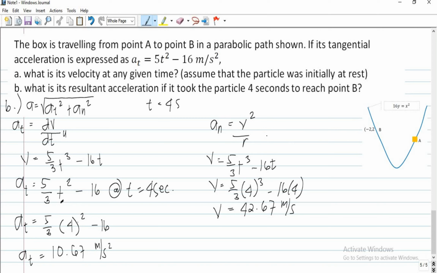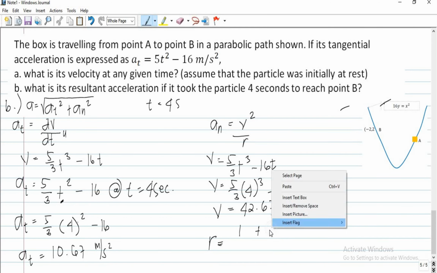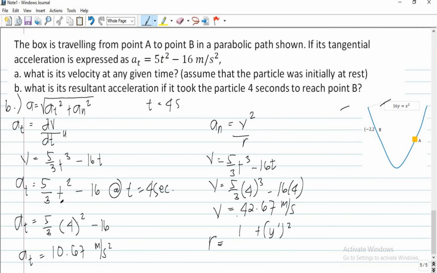Saan ko kukunin yung R? Again, R, that is the radius of curvature. Itong dito kasi sa given na problem, this is not a circle, but rather this is a parabola. Given yung equation ng parabola, 16y is equal to x squared. And you have learned from your calculus, for the radius of curvature, any curve, the radius of it is equal to 1 plus y prime squared, this is raised to 3 halves over y double prime.